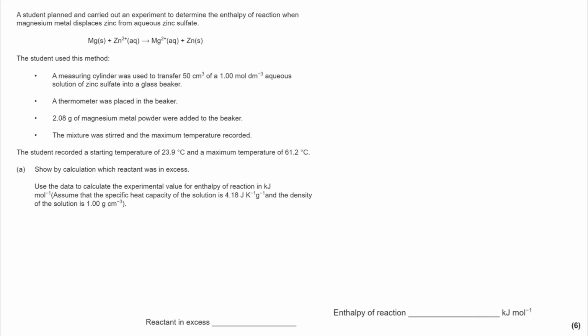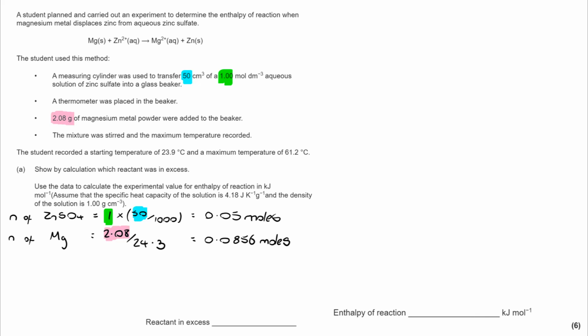So I've been given a concentration and a volume of zinc sulfate, and I've been given a mass of magnesium. Let's start with the zinc sulfate. If I have a concentration and volume, I can work out the number of moles. You'll note here that I've converted my 50 cm cubed to decimeters cubed because my concentration is in moles per decimeter cubed. I'm then going to take my magnesium. I've been given the fact I have 2.08 grams. My atomic mass is 24.3, so that allows me to work out a molar quantity there.